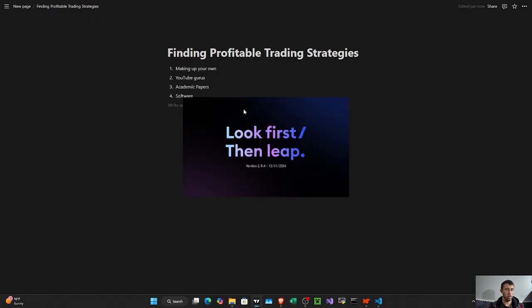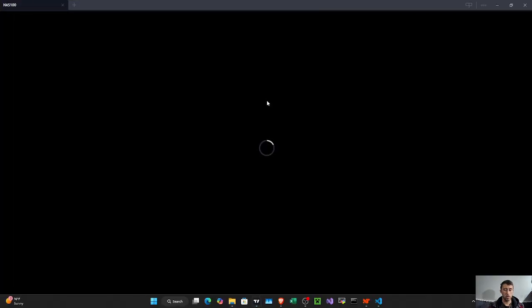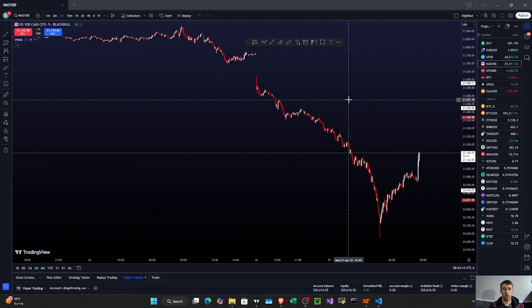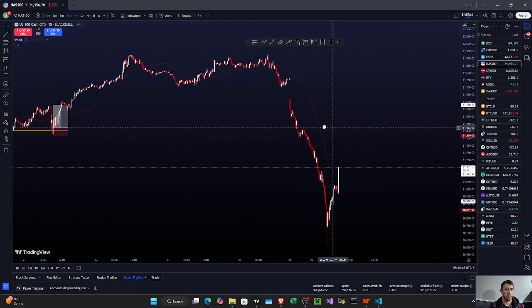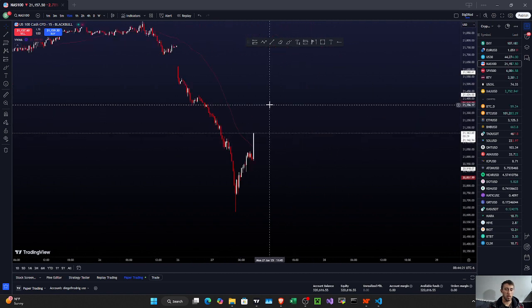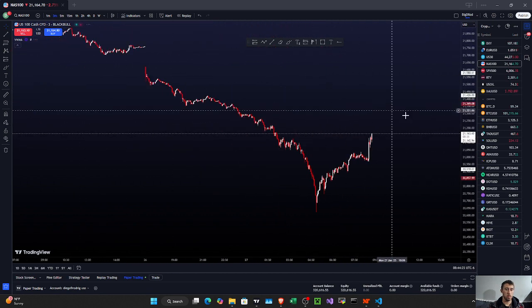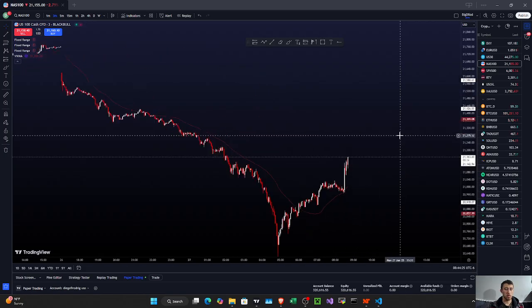So for making your own, this is pretty much how I started out, right? You just kind of look at the charts, see if you notice anything, and then you just test it. Really, the only way to know if something works is test it.